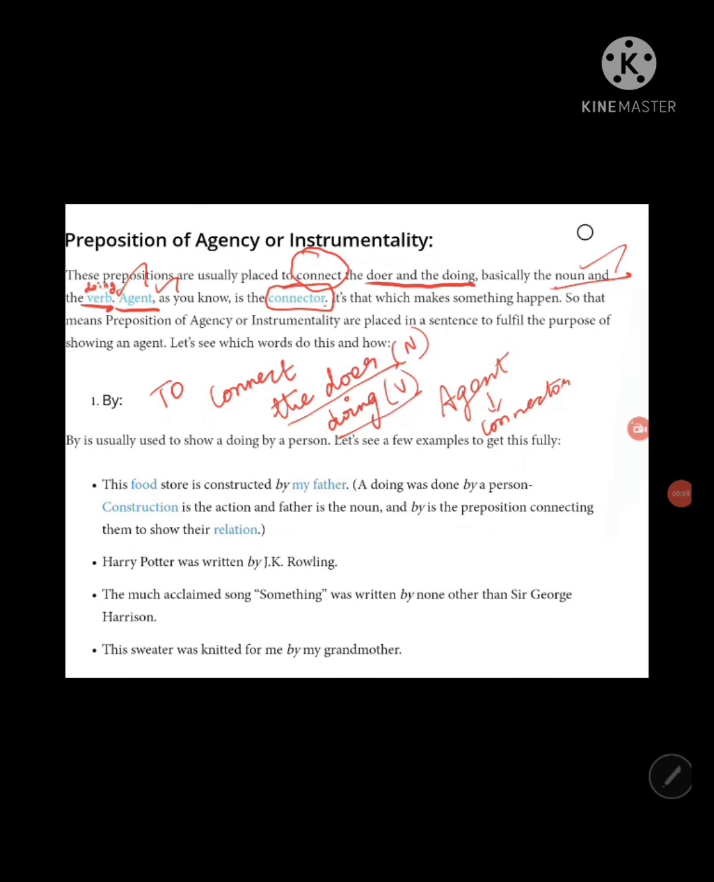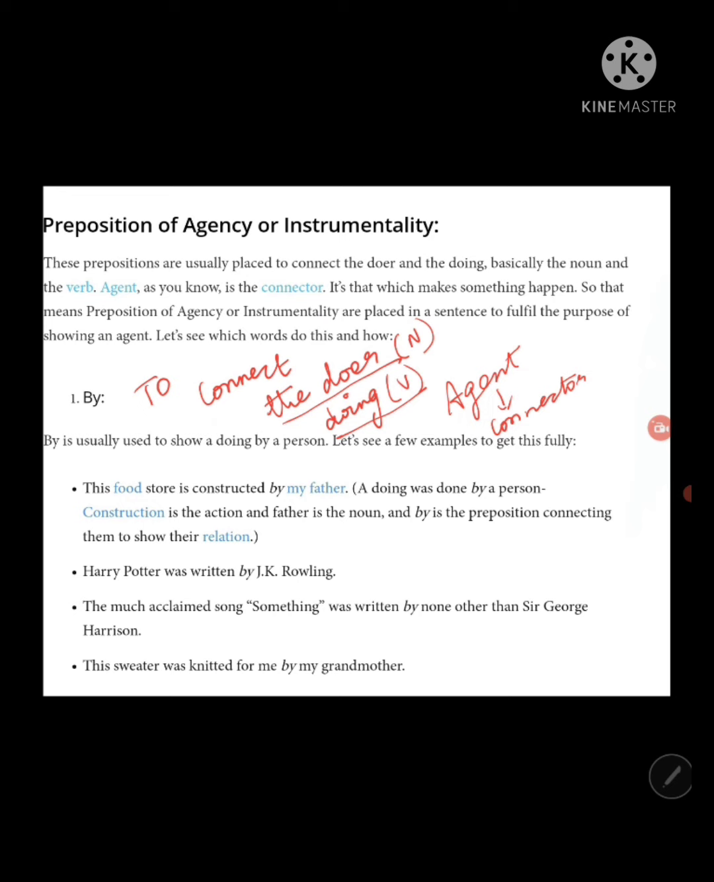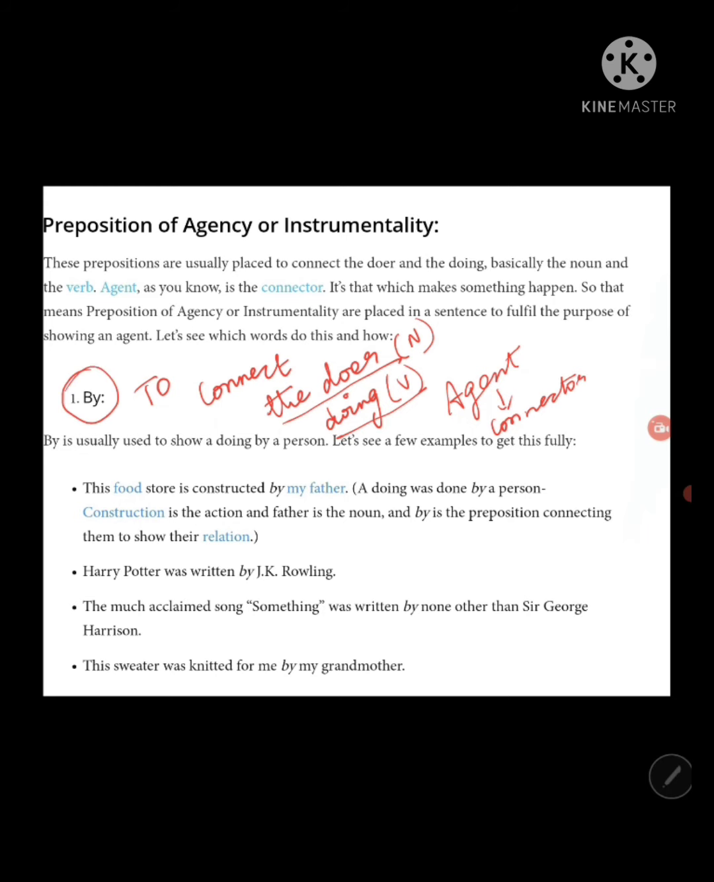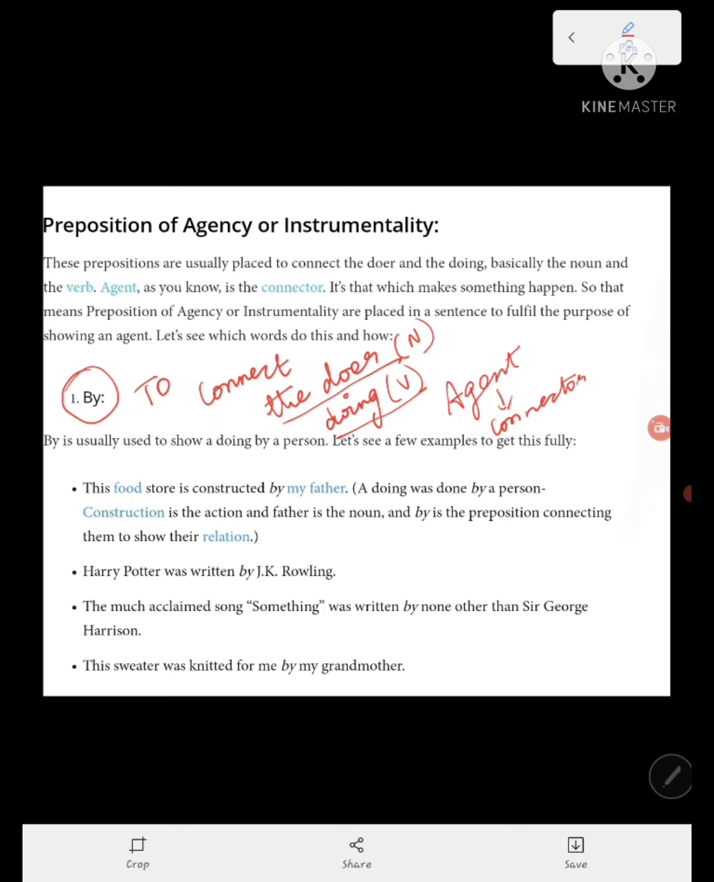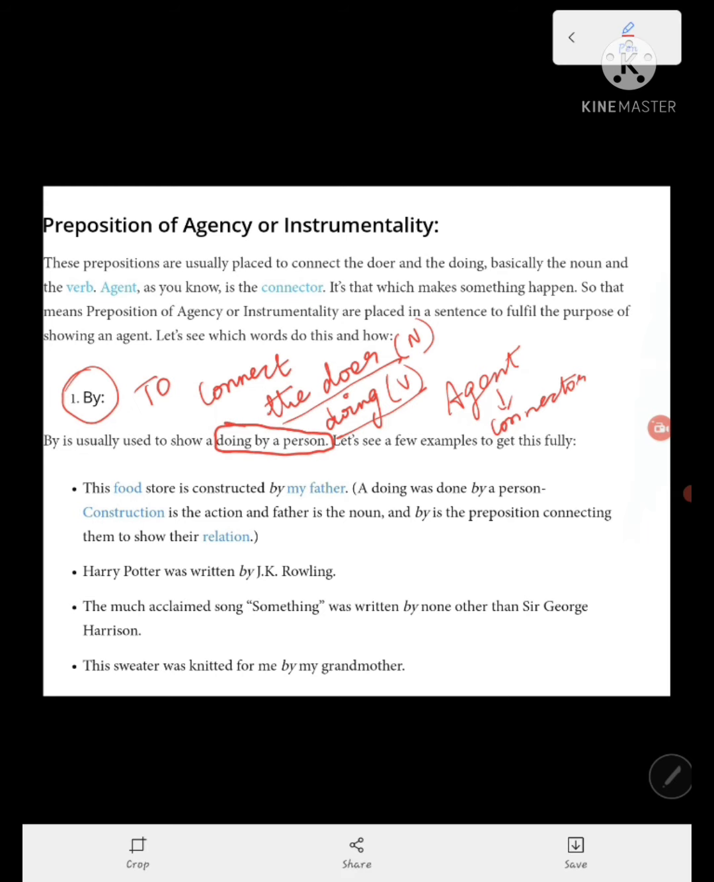It's that which makes something happen, so the preposition of agency or instrumentality is placed in a sentence to fulfill the purpose of showing an agent. Let us see which words do this and how. The words by and with. Let us see by. By is usually used to show a doing by a person. So if it is a person, we use by. And if it is an object, we use with. That's the difference.